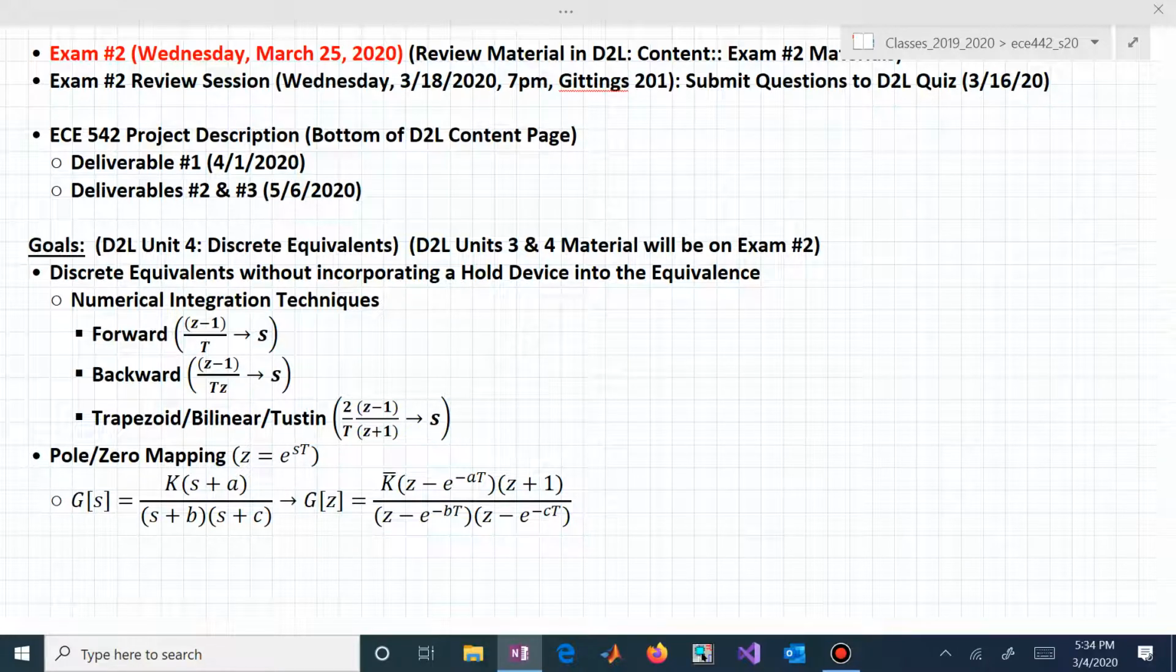Today what I want to do is get into the second type of discrete equivalence, which is scenario number 1, relative to our block diagram discussion last time, and that is how do we do these discrete equivalents without worrying about the hold device that precedes our system that we are trying to take into the discrete domain.